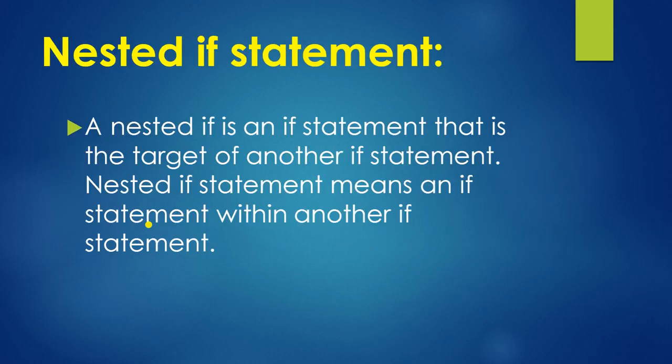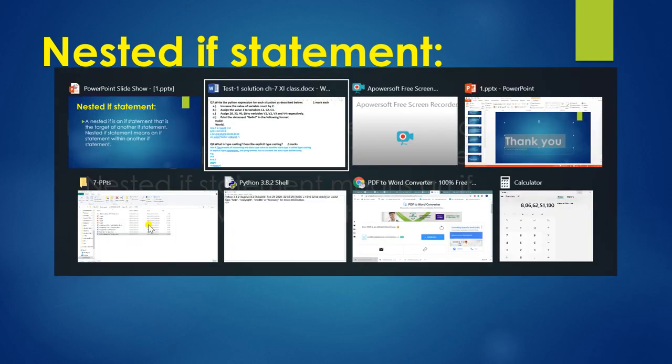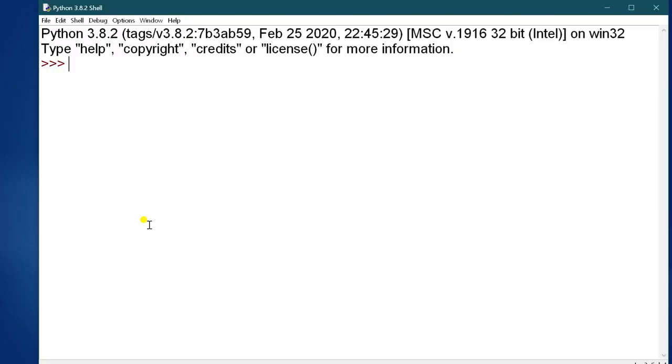Last is your nested if statement. So the nested if is an if statement that is the target of another if statement. So nested if statement means an if statement within another if statement. So I am going to show you some examples of if statement.